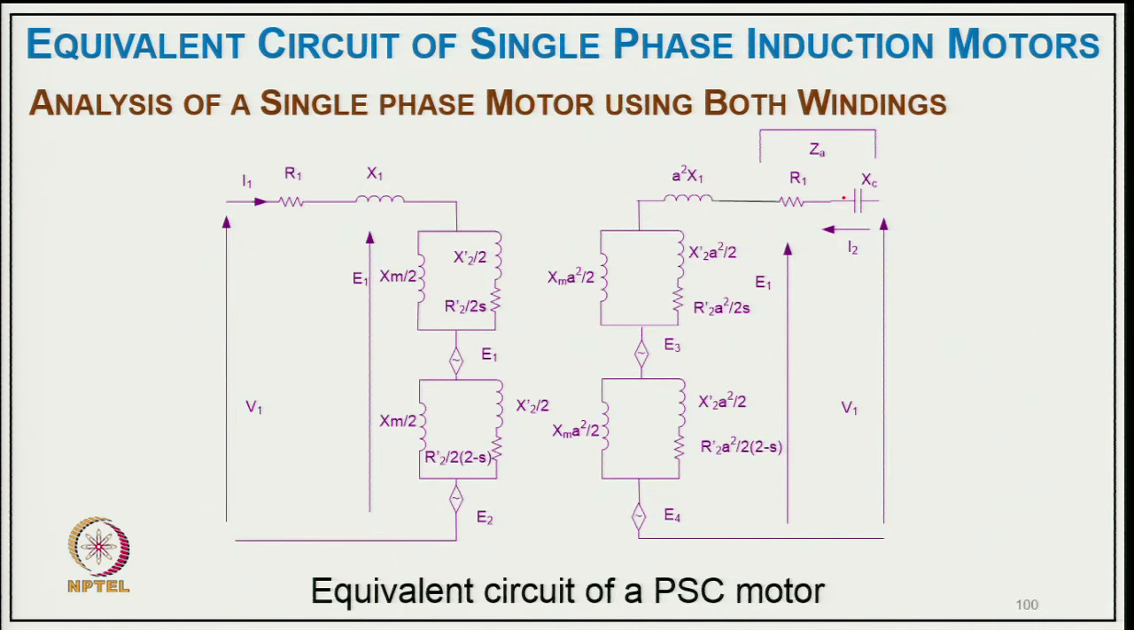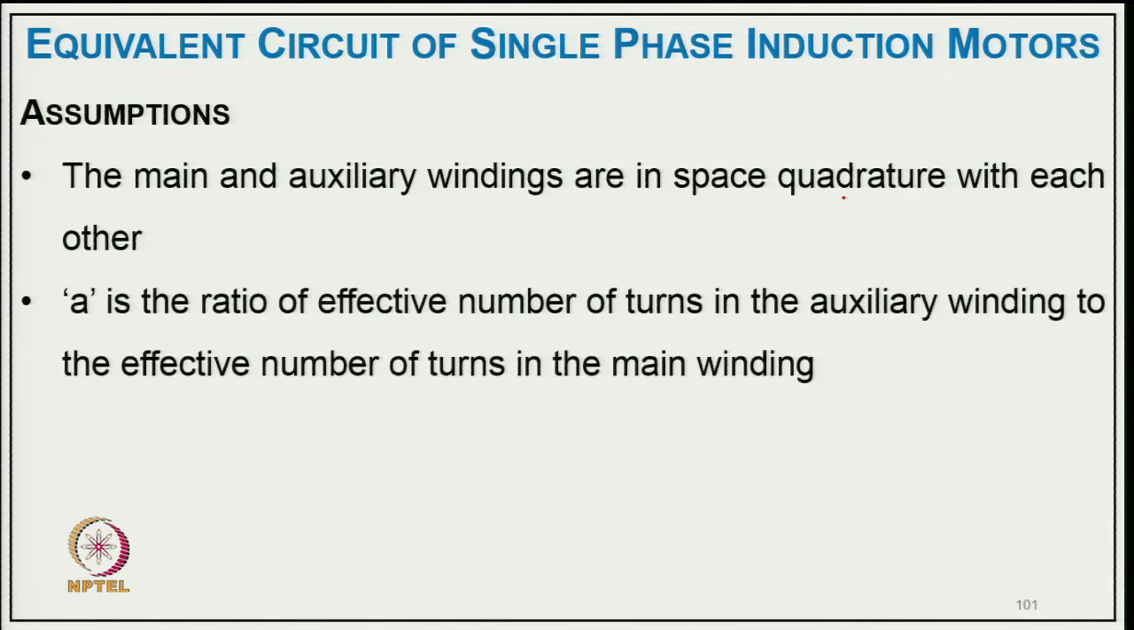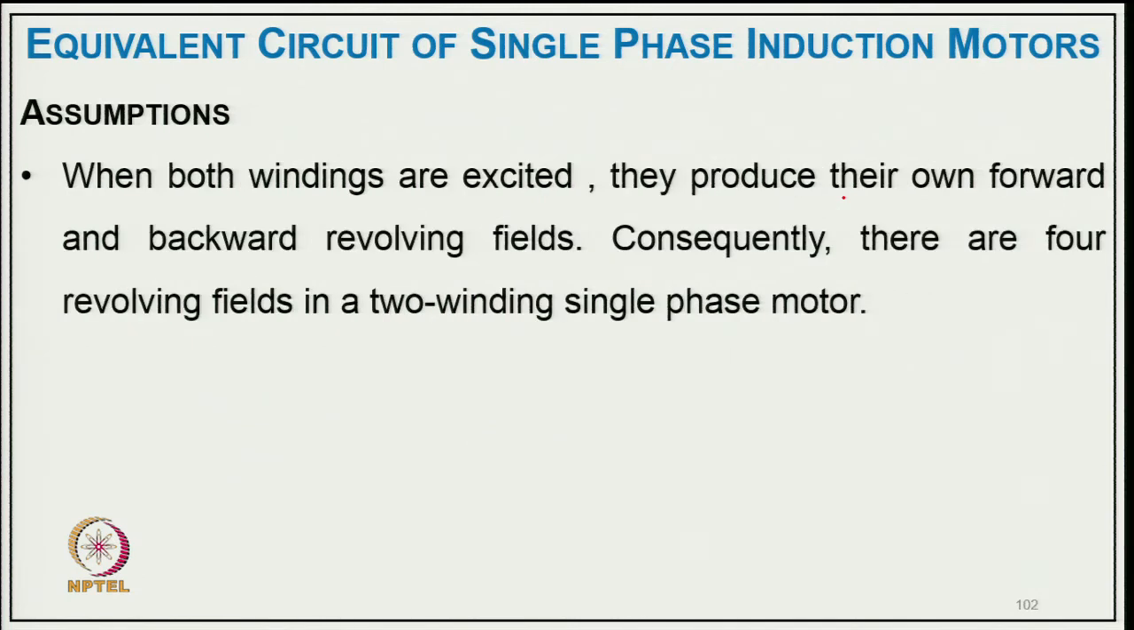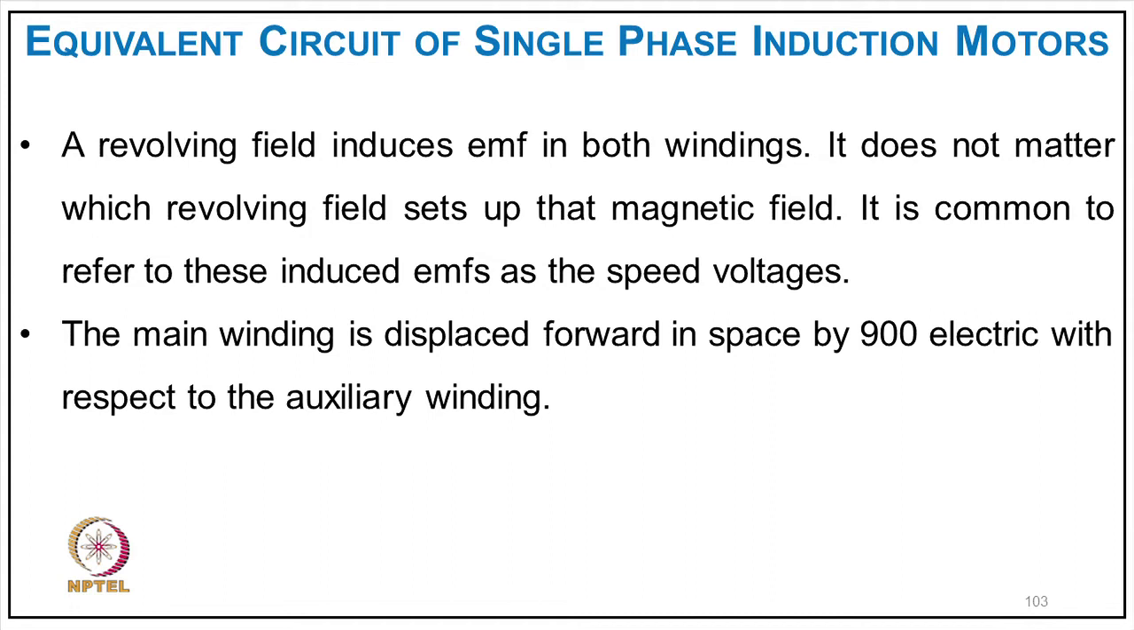So, we have forward field and backward field in the main and auxiliary windings. The assumption is that the main and auxiliary windings are in space quadrature. A is the ratio of the effective number of turns in the auxiliary winding to the effective number of turns of the main winding. When both windings are excited, they produce their own forward and backward rotating fields. Consequently, there are four revolving fields in a two-winding single phase motor, and each winding can be represented by an equivalent circuit with two parallel branches, one forward branch and the other a backward branch. A revolving field induces EMF in both windings. It does not matter which revolving field sets up that magnetic field; those induced EMFs are commonly referred to as speed voltages.